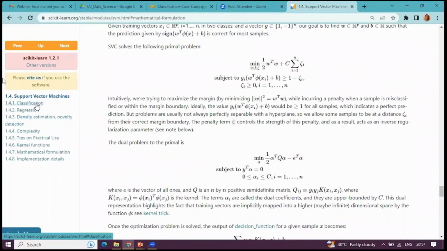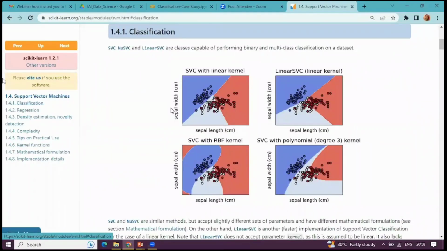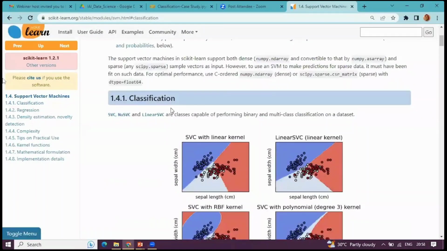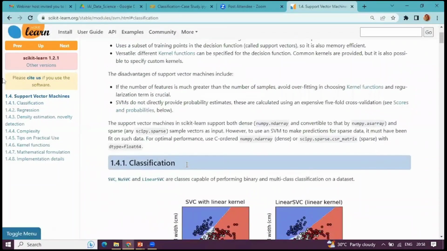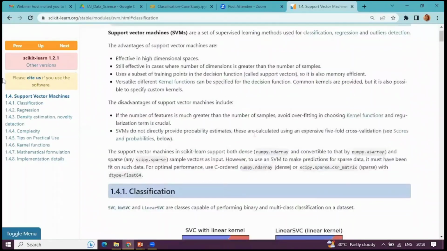They do not provide probability estimates. Normally they don't directly calculate the probability. We use five-fold cross validation, etc., and based on the number of correct classifications versus wrong classifications, the probability of misclassification is typically computed. Whereas in logistic regression and others, the probability is directly computed as such.